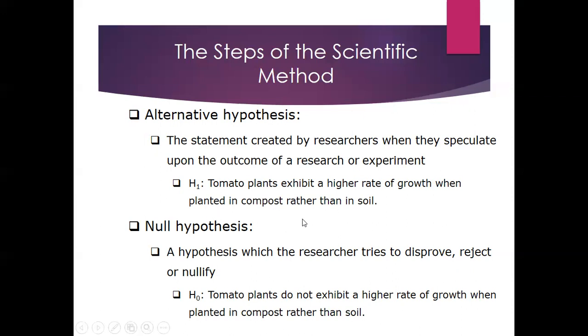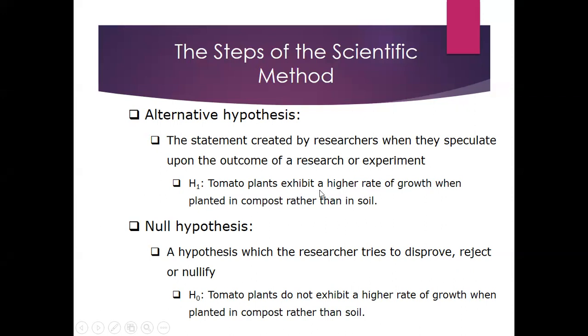So bearing in mind we just talked about the if-then components, this is a statement that we have. Notice alternative is H1. Tomato plants exhibit a higher rate of growth when planted in compost rather than soil. All right, let's break this down. Where is the if and where is the then? The condition is the if. So if we plant the tomato plant in compost instead of soil, this is the condition, then we can expect the tomato plant to exhibit a higher rate of growth.